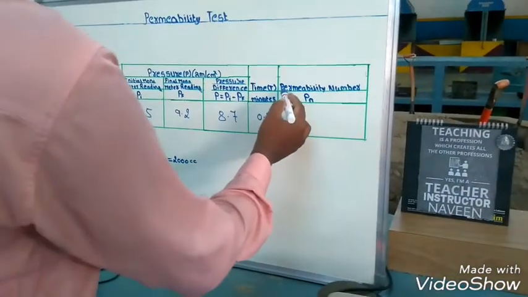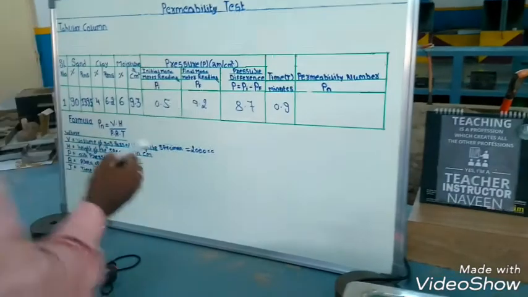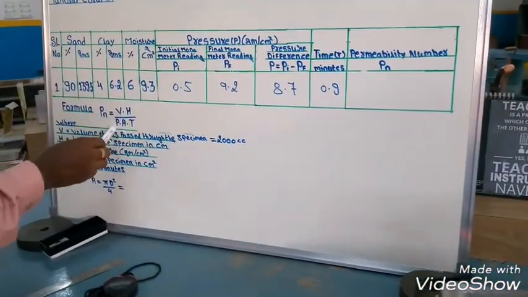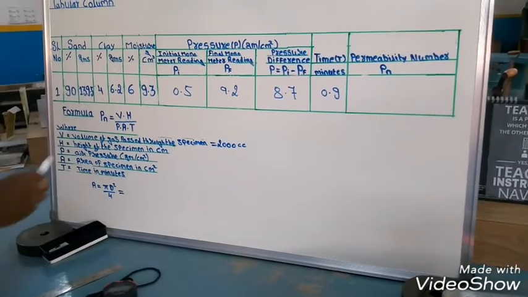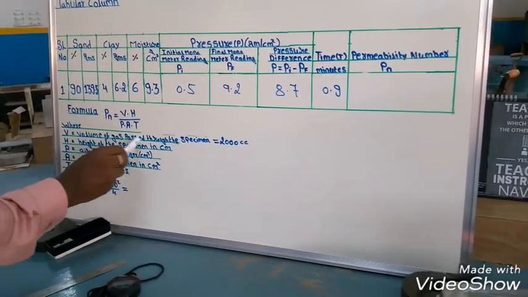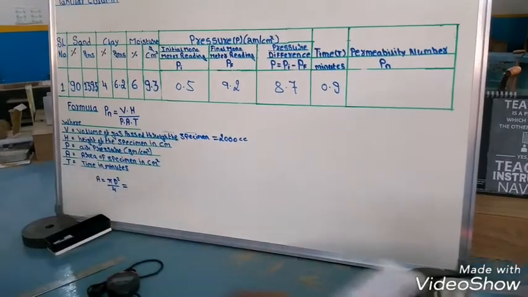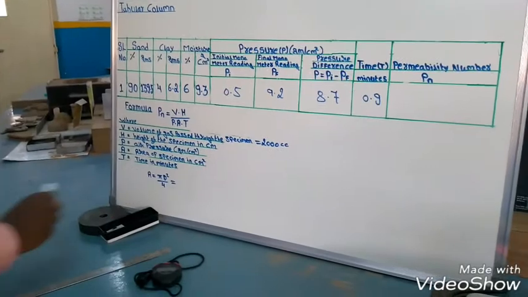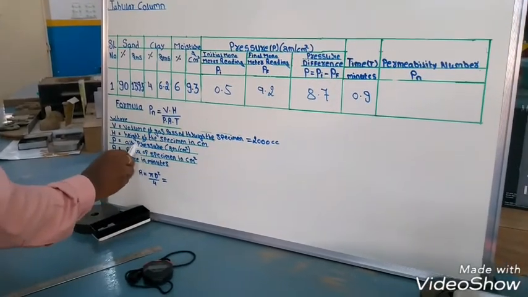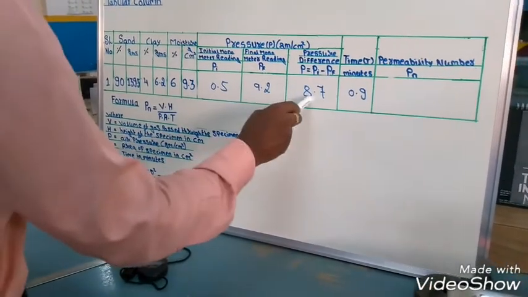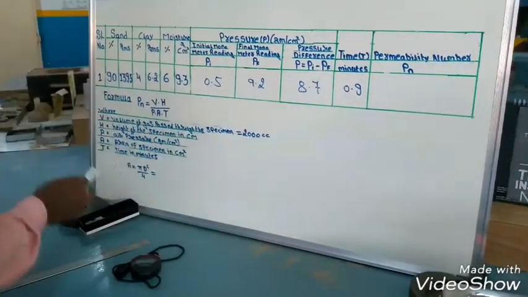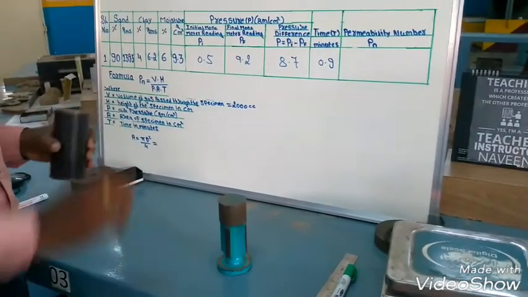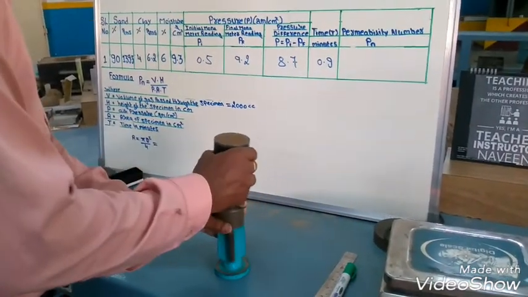Now we want to find out the permeability number. Here we want to use the formula. The formula is V into H per P A T. V is the volume of the gases passed through, 1000 cc. The height of the specimen we want to note down. The air pressure is 8.7. Area and time we want to find out. Now we want to find out the specimen height and area.